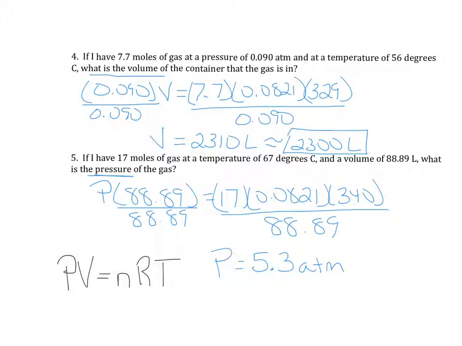Okay, our last demo problem for the day is number 6. If I have an unknown quantity of gas at a pressure of 0.50 atmospheres, a volume of 25 liters, and a temperature of 300 Kelvin, how many moles of gas do I have? Again, we're still using that PV equals nRT formula.